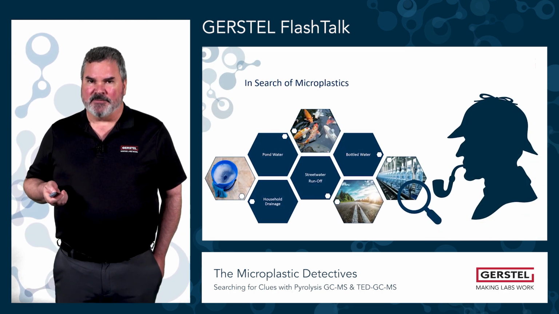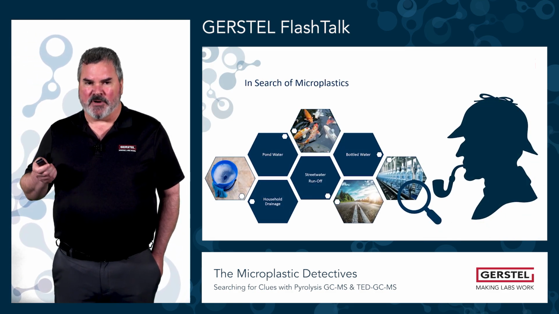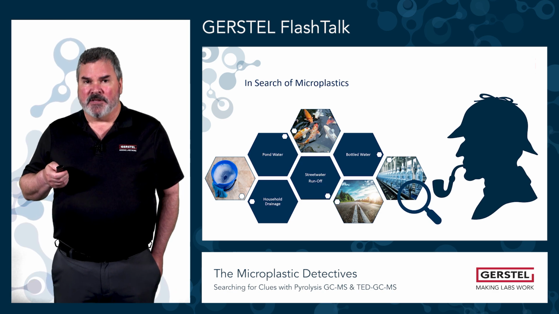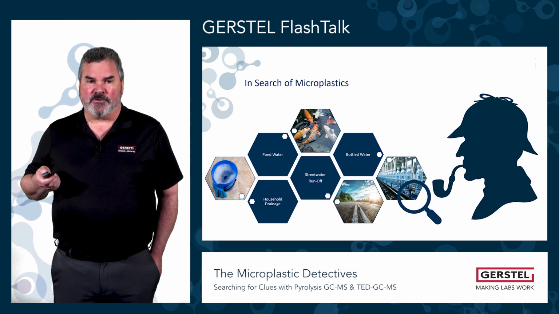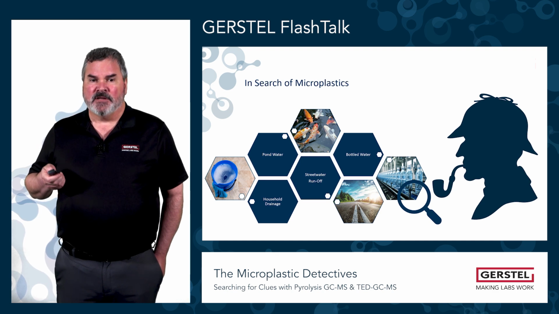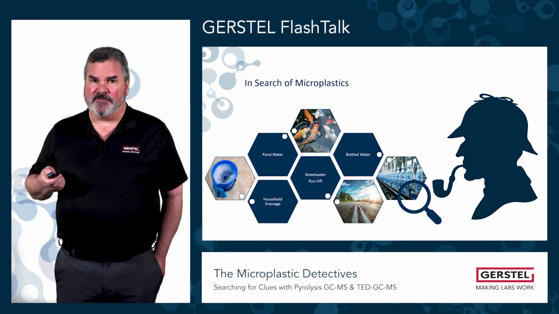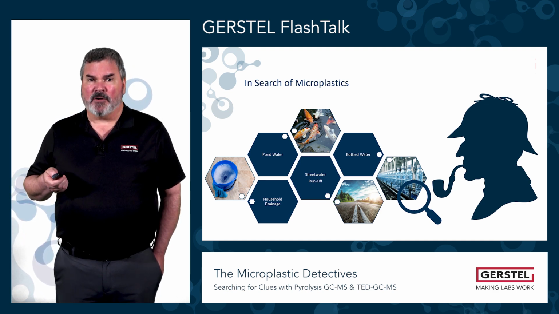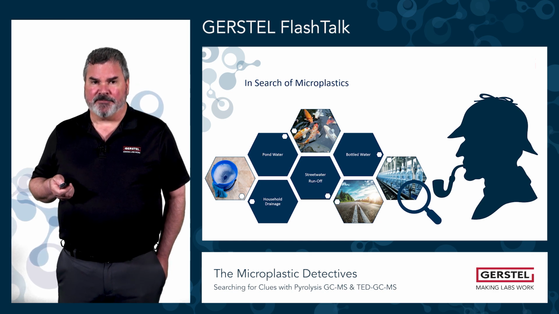So where would you find them in general? What kinds of samples? What kinds of water samples in particular? It can be found in simple pond water or surface water, household drainage, also known as gray water, street water runoff, very common to find rubber particles this way. Bottled water, unfortunately, it can also be found there.